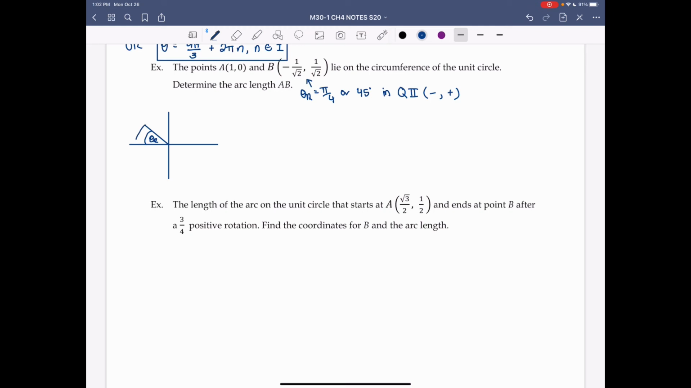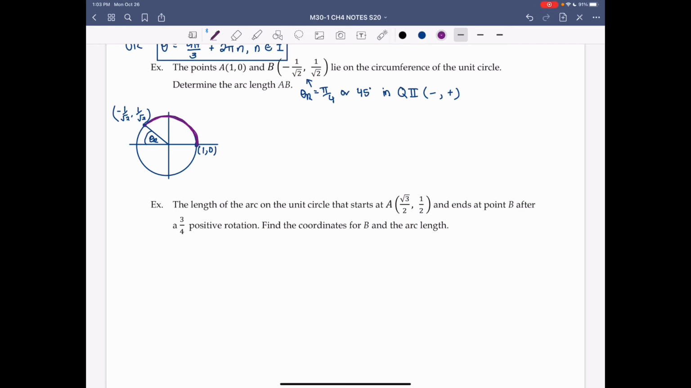Draw our unit circle. This point is negative 1 over root 2 and positive 1 over root 2. And then it also gives us the point A, which is (1, 0). So x equals 1, y equals 0 would be here. We want to know the arc length between the 2 points. So that is the measure of how long this portion of the unit circle is.